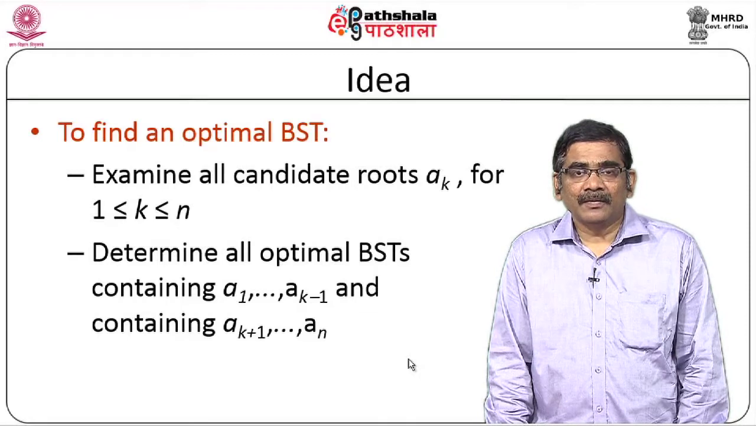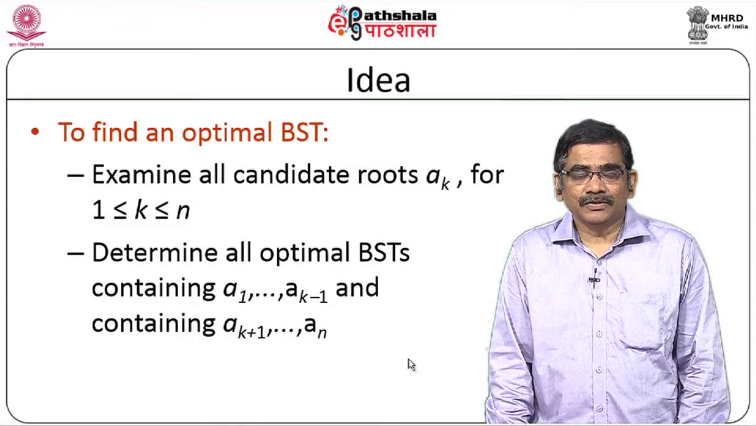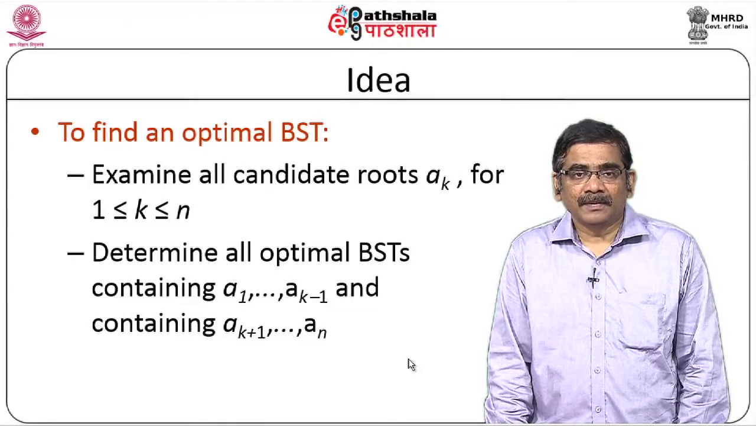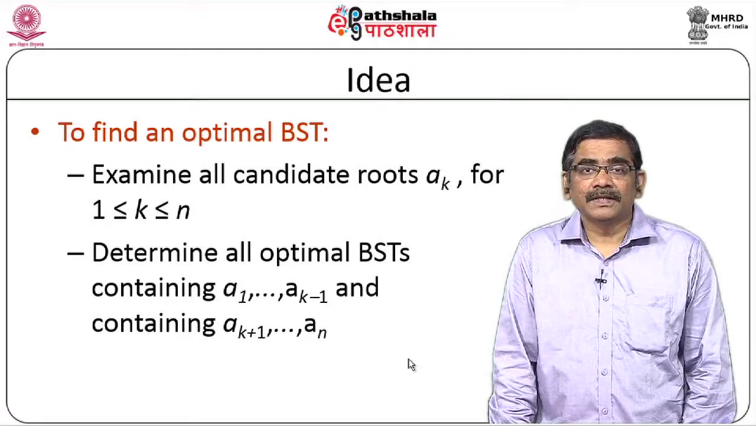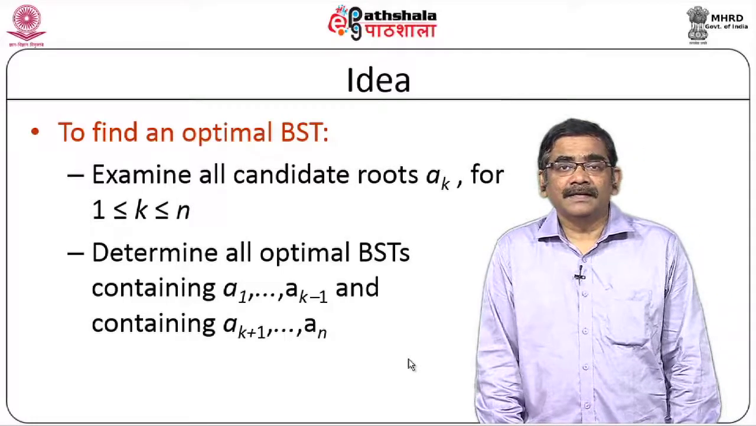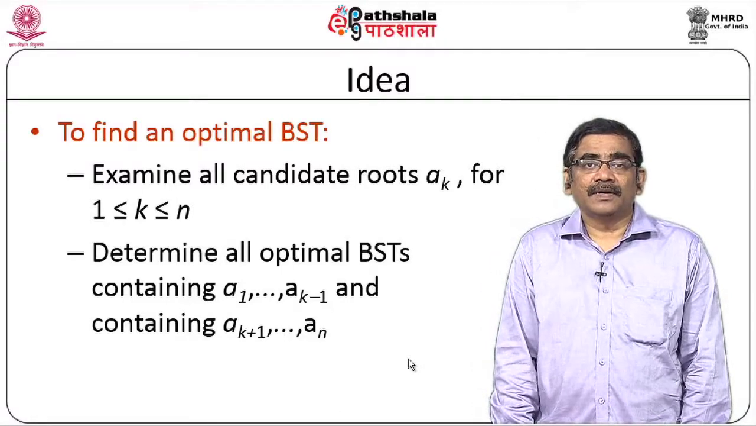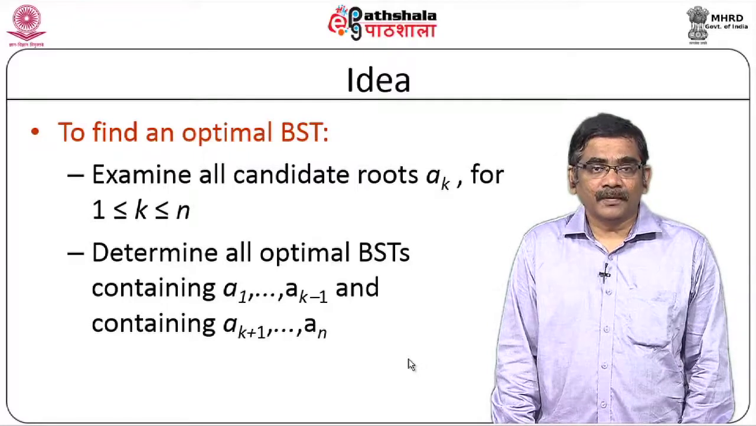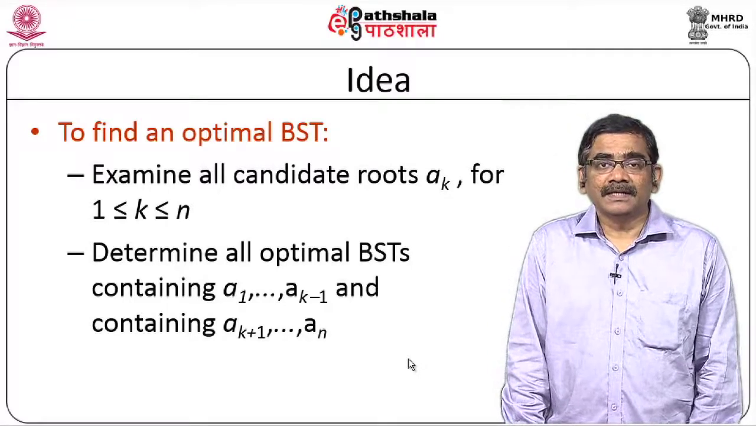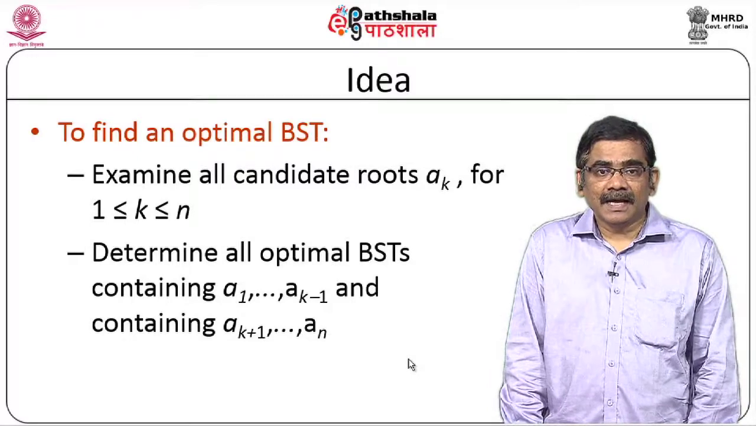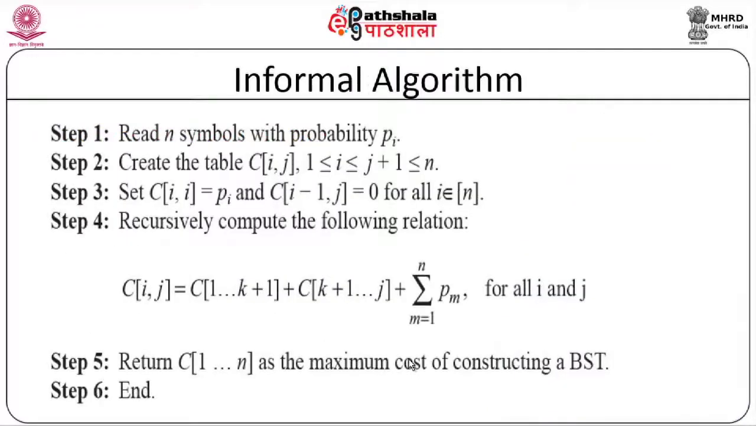Now we have two subproblems which can further be divided into two subproblems each. In that manner, we get a number of subproblems from the original problem. Incidentally, all these subproblems happen to be overlapping in nature. Therefore, we can come to a conclusion that dynamic programming is apt for this. So, this is the informal algorithm.